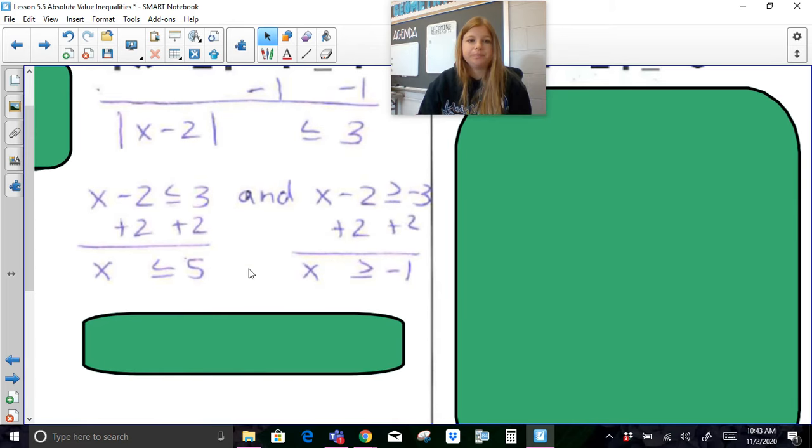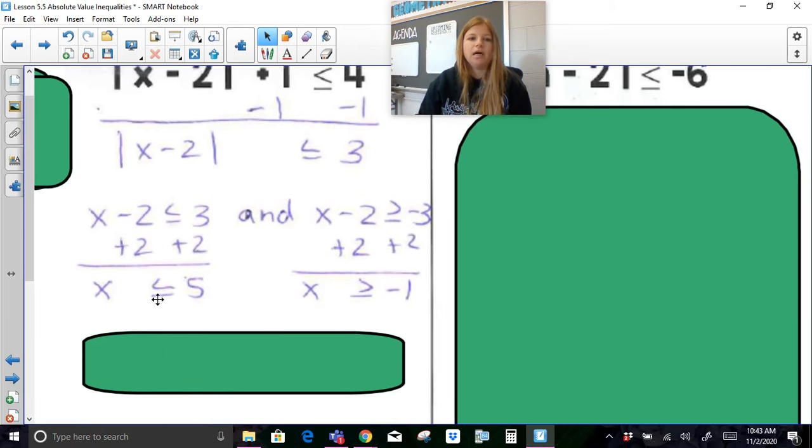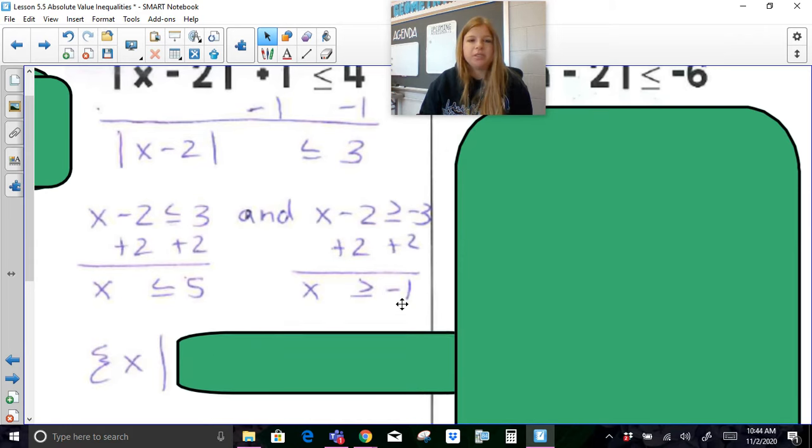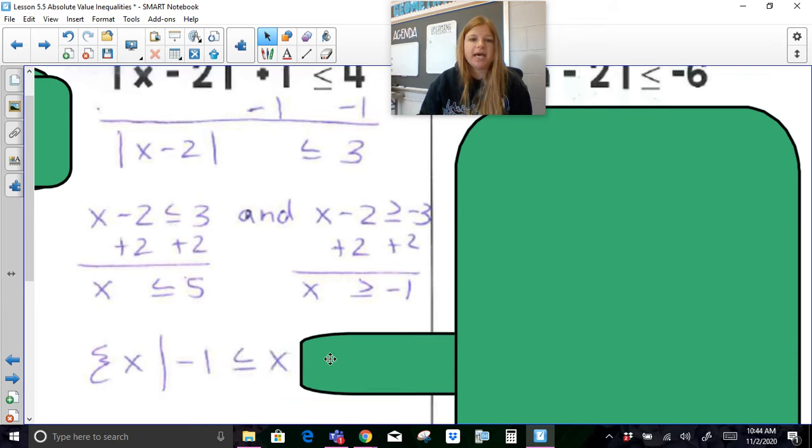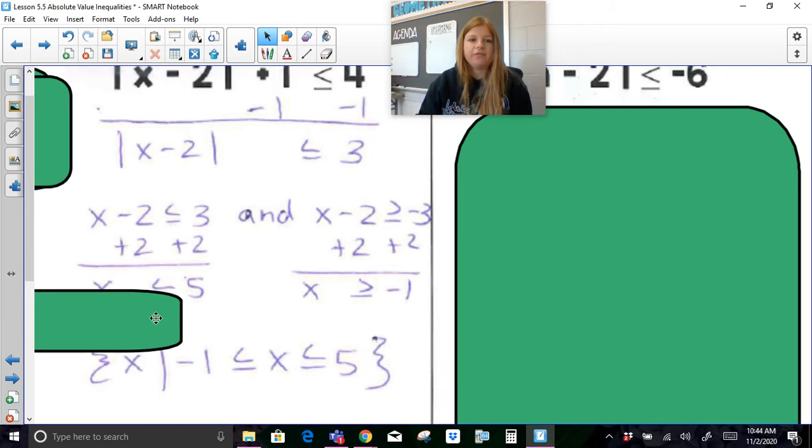Pretty good. And then remember, think about this. There is definitely a solution because I can think of a number that's less than or equal to 5 and is greater than or equal to negative 1. Okay, so we're good to go on here. Again, start your set builder notation. Start with the smaller number, negative 1. So instead of saying x is greater than or equal to negative 1, I would say negative 1 is less than or equal to x. And then I continue on with the other inequality. X is less than or equal to 5.